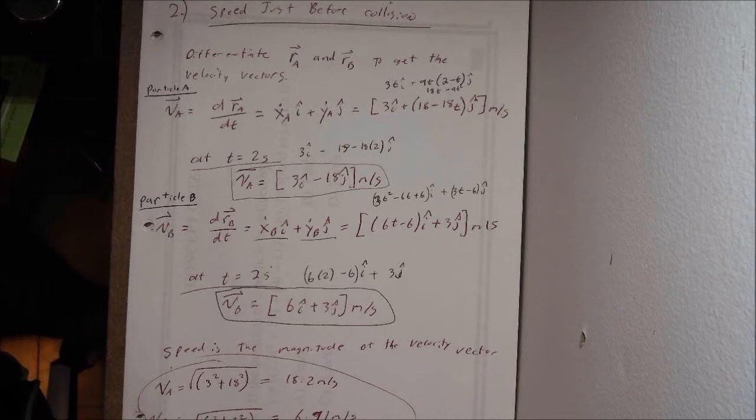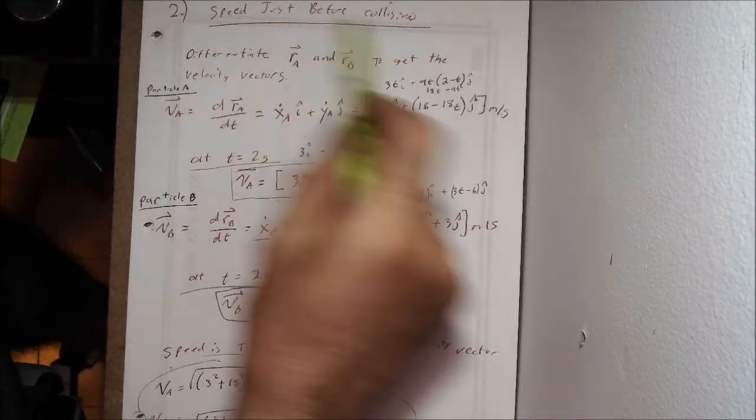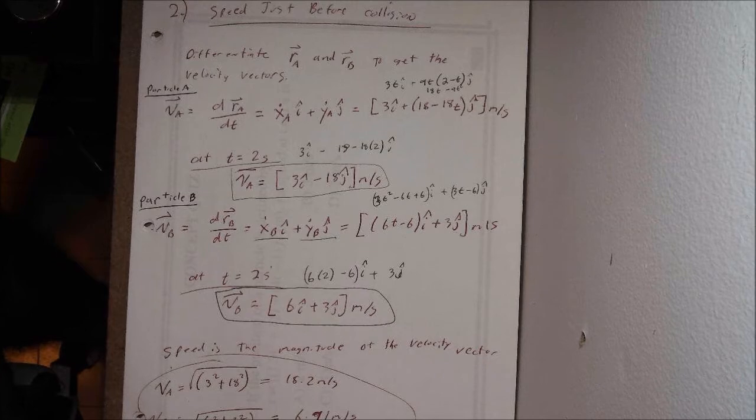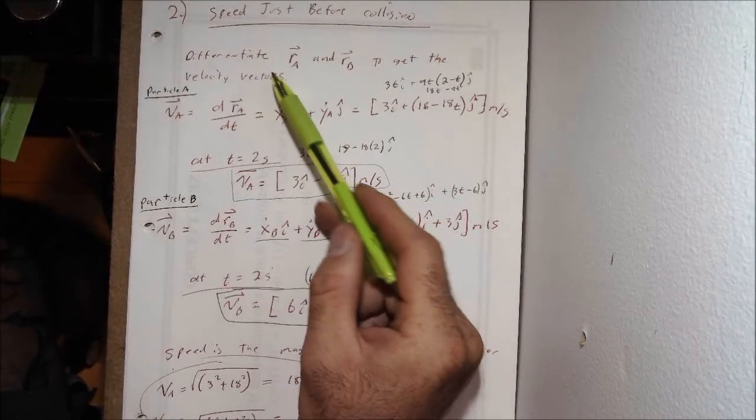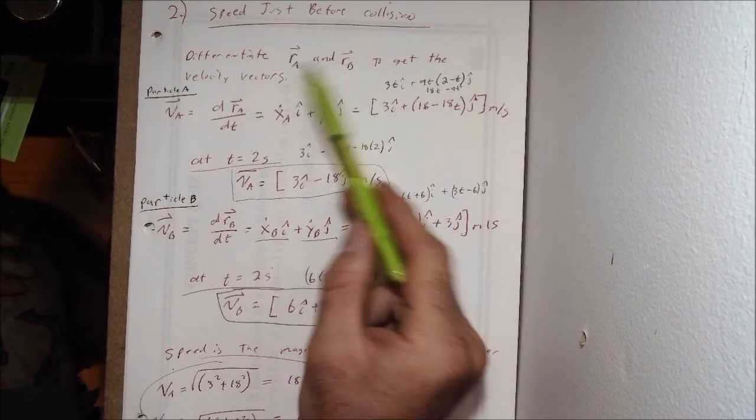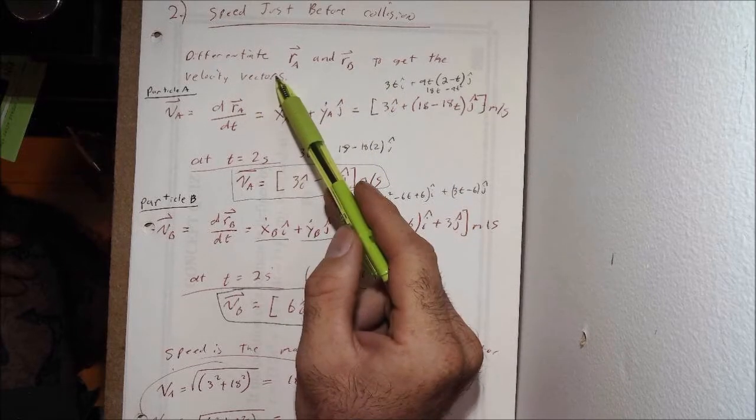So now that we know the position when the two particles collide, the next thing we want to do is find the speed just before the collision. We have the known position right when they collide, and we know the time, 2 seconds, when they collide. How do we calculate the speed just before that collision occurs? Well, the way we do this is a little bit of calculus. We want to differentiate the two position vectors, A and B, in order to get our velocity vectors.